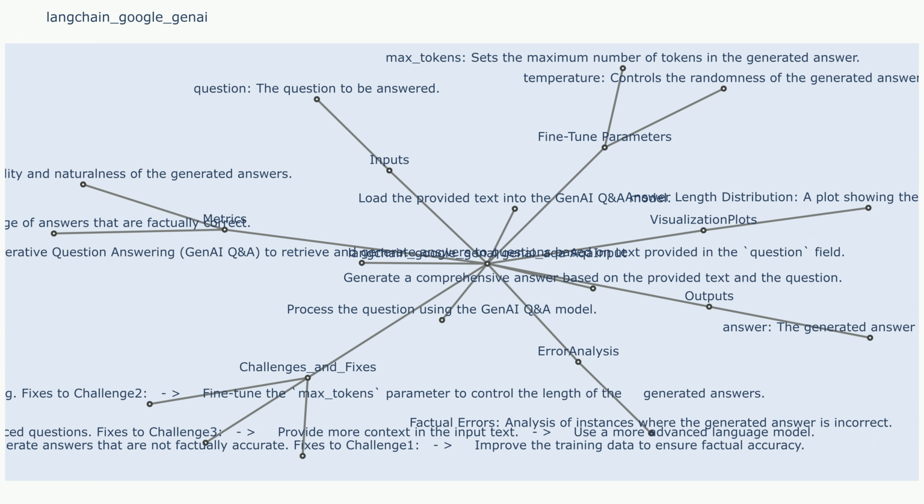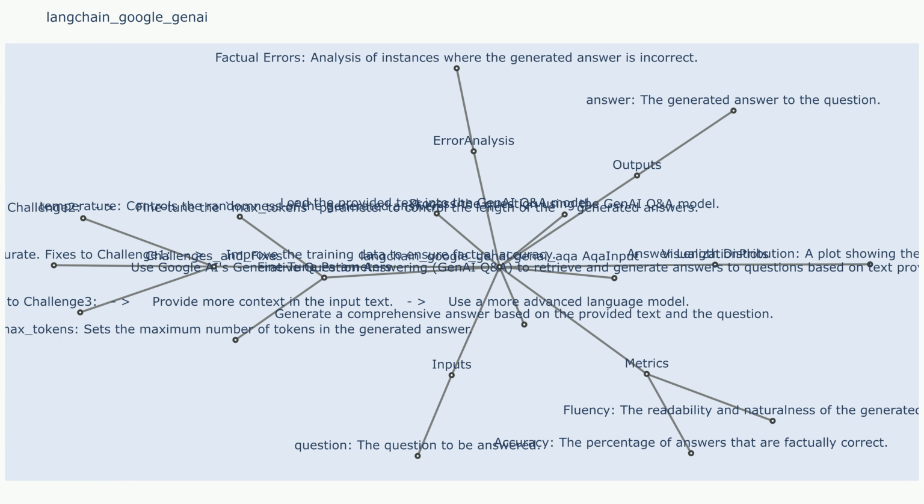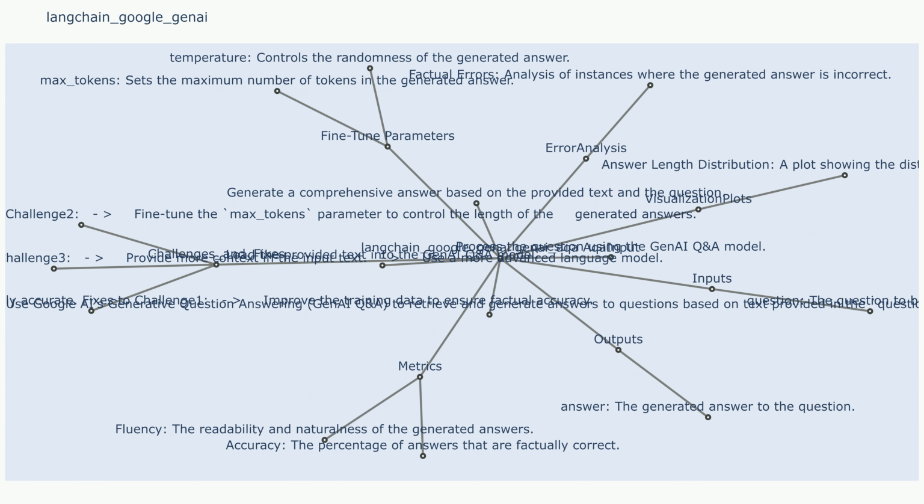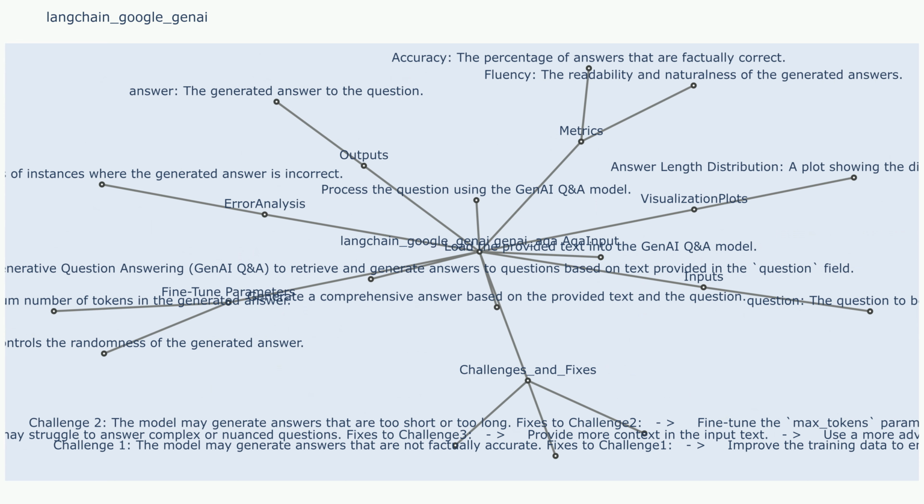Outputs. Answer. The generated answer to the question based on the provided context. Steps. The AQA input object is created with the question and context as input. The object is passed to the Google GenAI AQA model. The model processes the input and generates an answer based on the provided context. The answer is returned as the output.